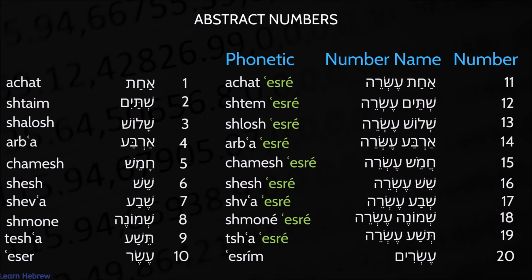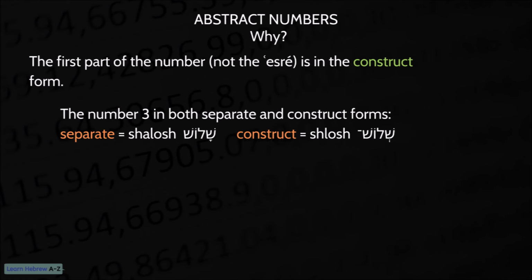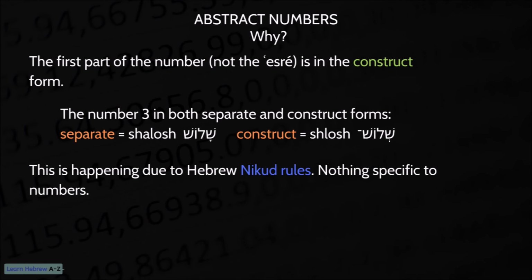Let's ignore the esre addition for a second. Notice that there is a difference in pronunciation in the following numbers when comparing them to the 1 to 10 numbers. Take a second to view and understand the differences. Now, why is that? Since the stress has changed position, basically moved to the last syllable, the nikud in the number changes and with it the pronunciation. This has nothing to do with numbers specifically. That is just nikud rules of the Hebrew language.